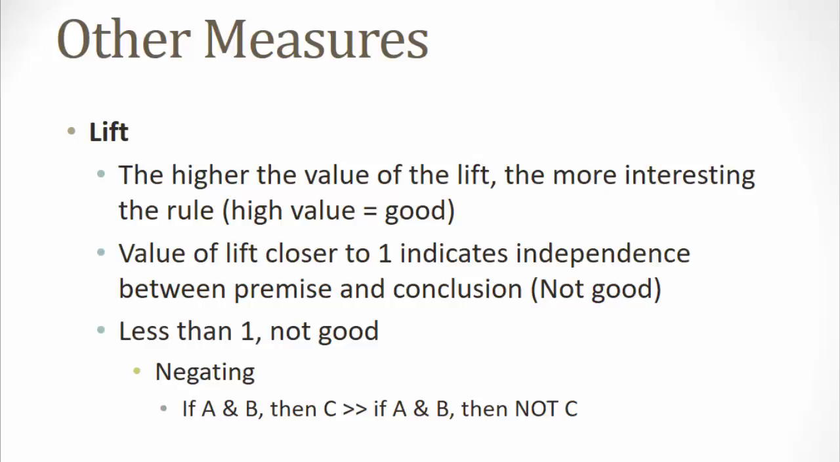When the lift is less than 1, the rule is doing worse than informed guessing. When the lift is less than 1, then negating the results produces a better rule. For example, if the rule is A and B, then C, and it has the confidence of 20%, then the rule if A and B, then not C, has a confidence of 80%.